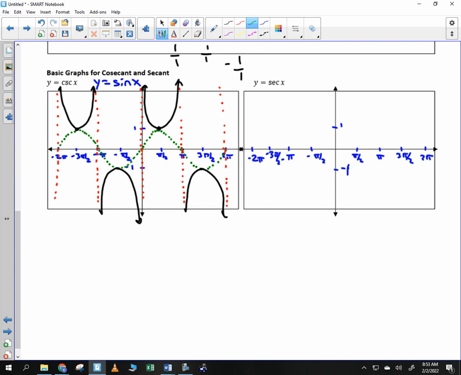When you're going to graph secant, you don't graph secant, you graph cosine. Because cosine and secant are reciprocals of each other. Secant and cosine are reciprocals of each other. Where does cosine start? Yep, starts right up here.